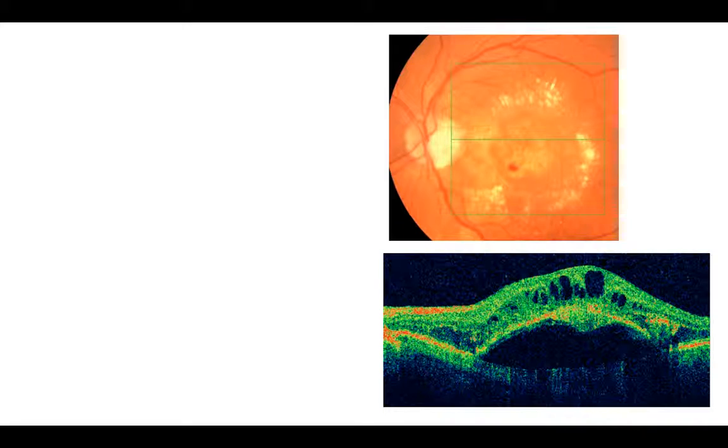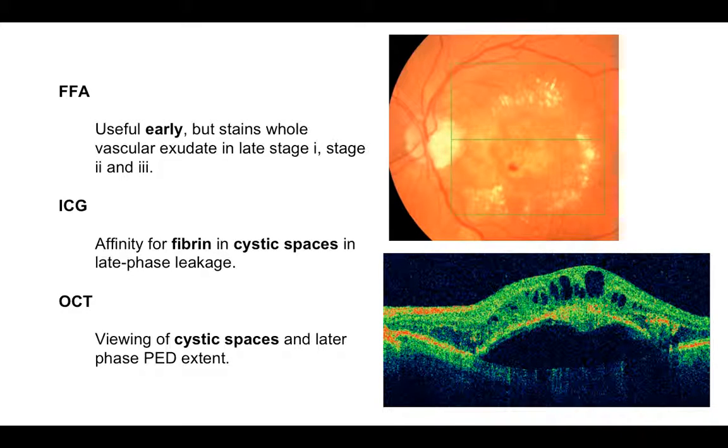So if we investigate RAP, we see that on fluorescein it's useful early, but then we get a stain, we get a washout, okay, in the later stages 2 and 3. So it's kind of occluding, because you get a big leak over the top, and you can't see any of the later intrachoroidal things. On ICG, we get a little bit clearer because it has a good affinity for fibrin in the cystic spaces in the late phase. So we can pick some of that up.